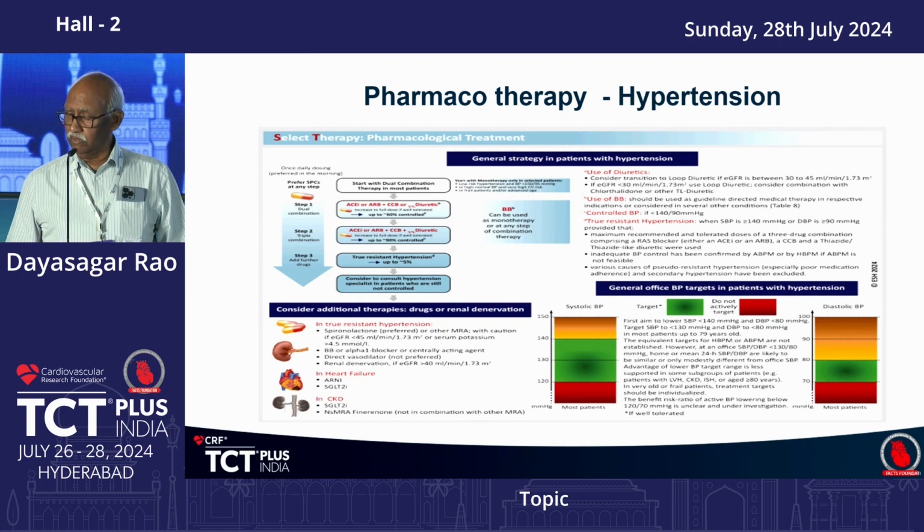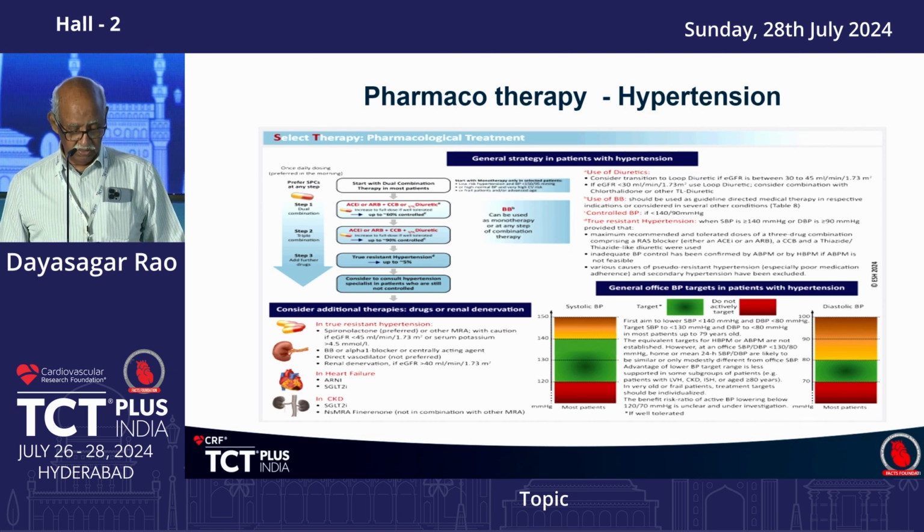I think the first combination of the drugs is probably combining an ACE inhibitor or ARB, either with a calcium channel blocker or with a diuretic is the first drug of choice. Depending upon the response, you can adjust the dosage or add subsequently other drugs.